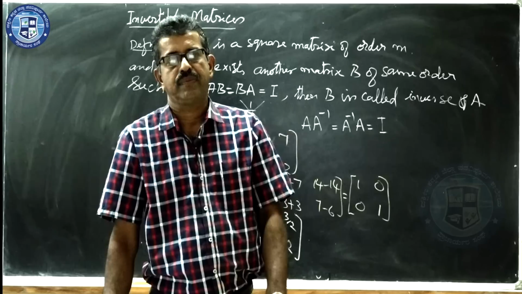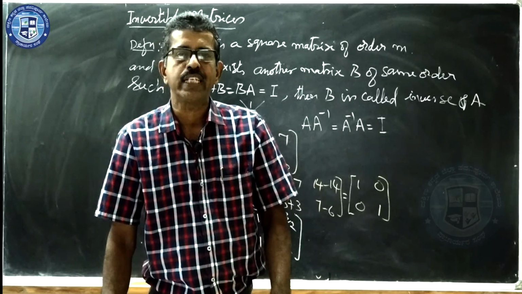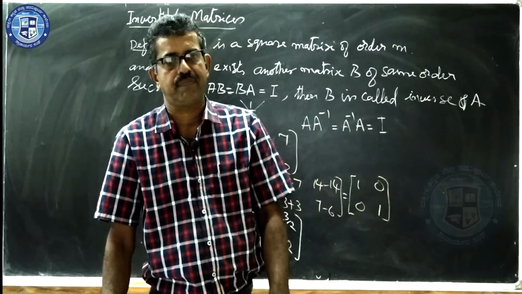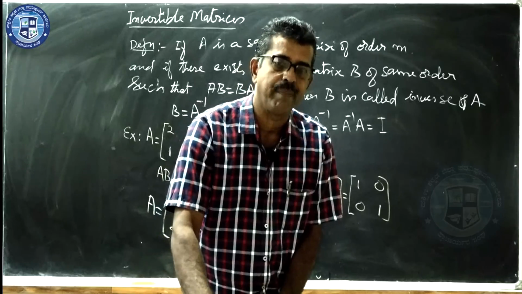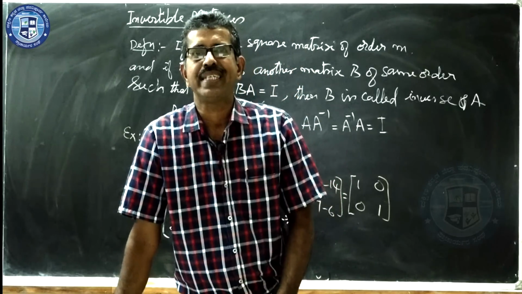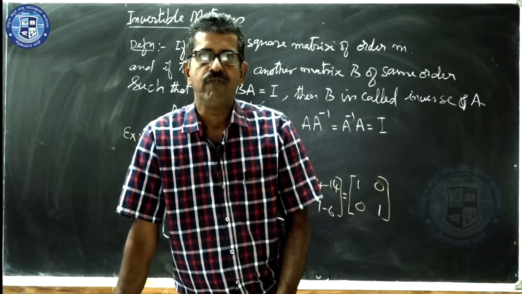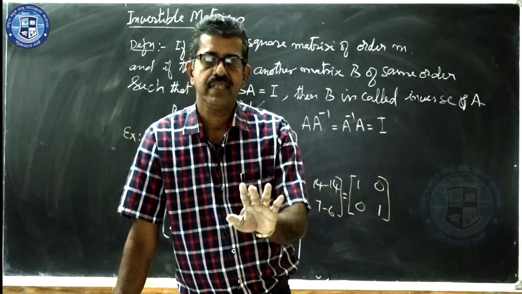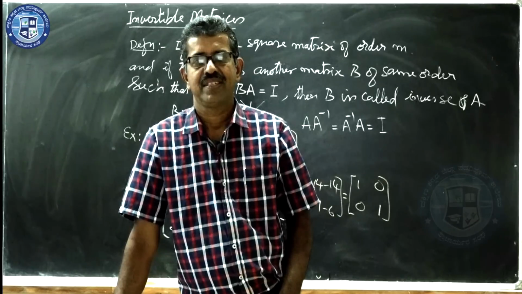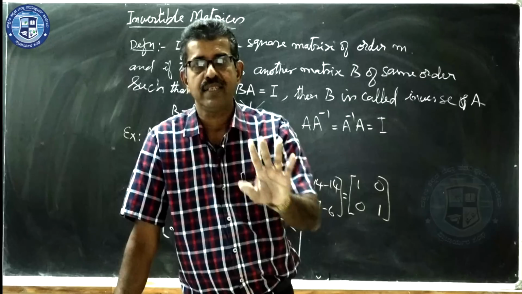Theorem 3, which shows the uniqueness of the inverse of a matrix. So what is that theorem? The theorem is: the inverse of a square matrix, if it exists, is unique.